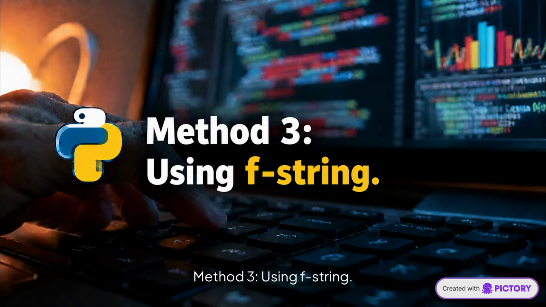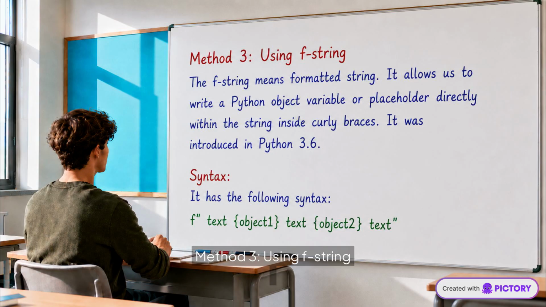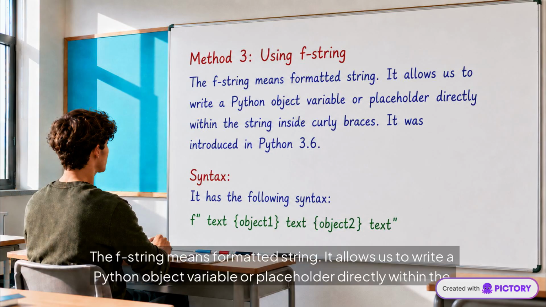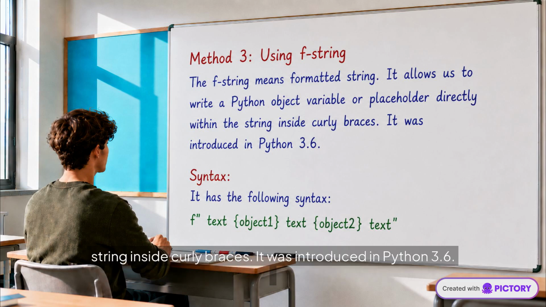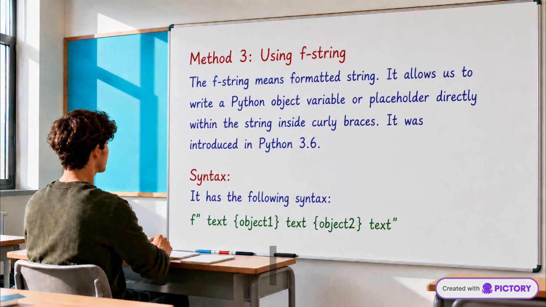Method 3. Using f-string. The f-string means formatted string. It allows us to write a Python object, variable or placeholder directly within the string inside curly braces. It was introduced in Python 3.6. Syntax. It has the following syntax: f"text {object 1} text {object 2} text".